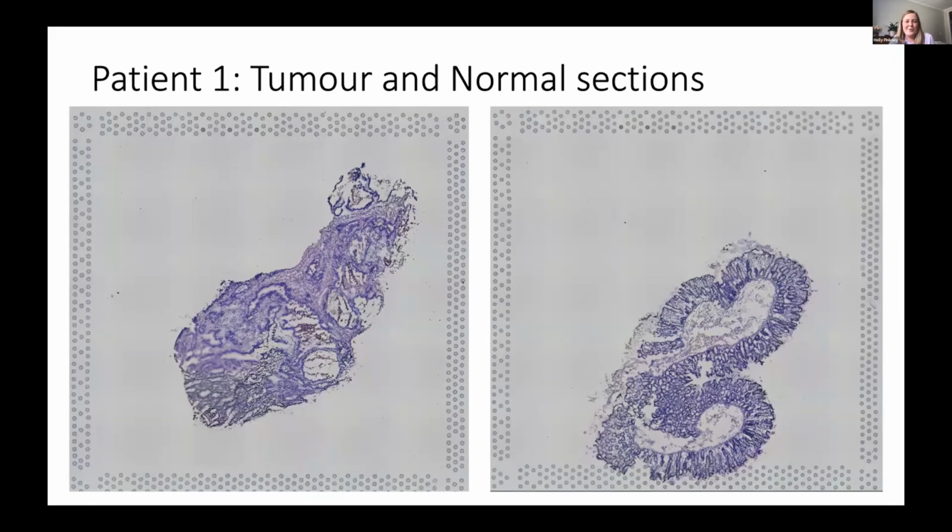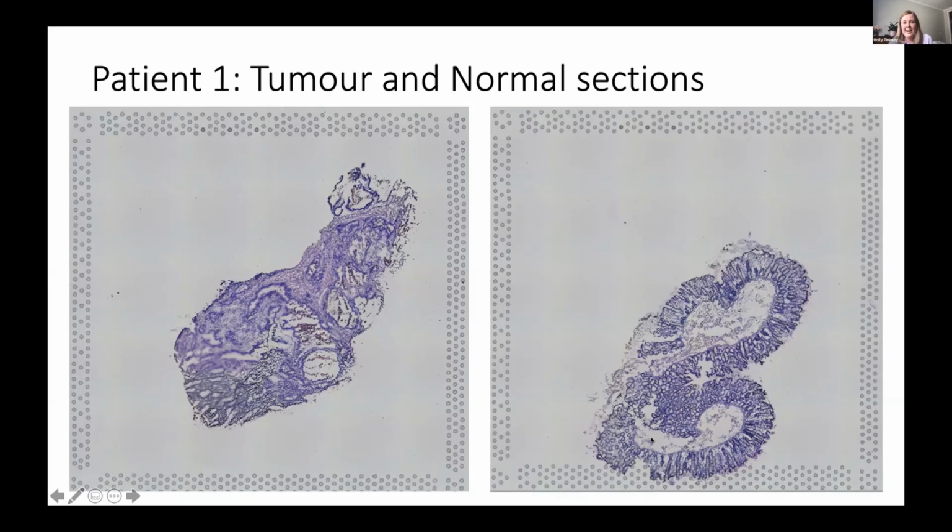For patient 1, this is what the tumor on the left and the normal sections look like. If you're unfamiliar with H&E staining, the darker areas are the more highly nucleated regions, which means they're dividing faster and therefore probably malignant. That's in this little region here. And up here is some sort of stromal region. The normal tissue is basically a cross-section of the gut. You can see some crypts in here, and this area here is the lumen.